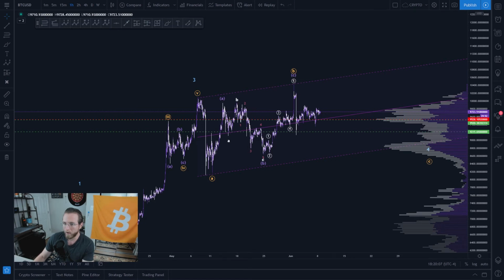Like, you can't trade on it alone, right? You definitely have to make sure that the ideas that you have are confluent with other forms of analysis.